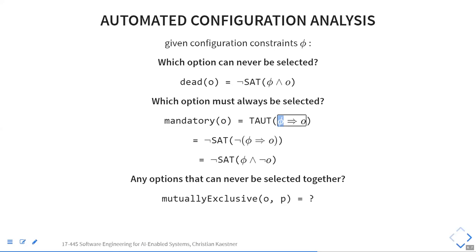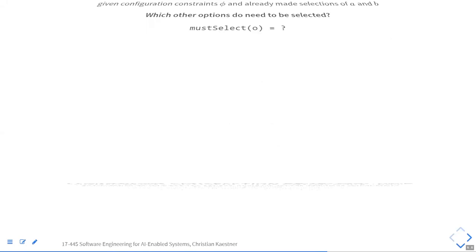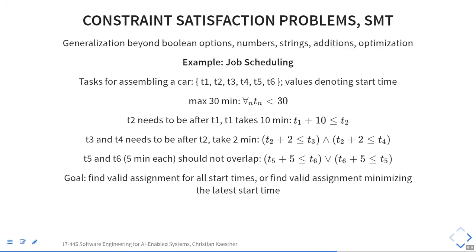I don't want to go too deep into this. What I want to get across here is that there's some automation in how you can reason about this. A standard example where this may also be used is job scheduling.